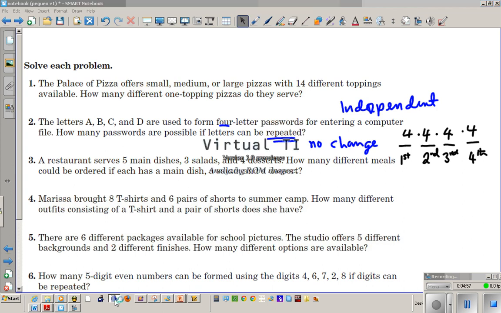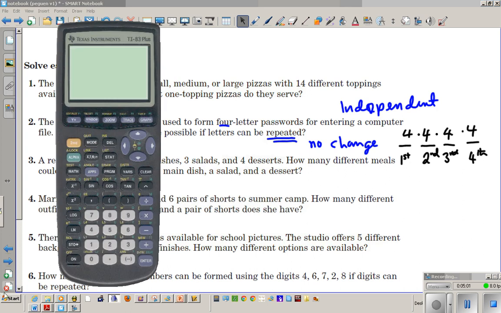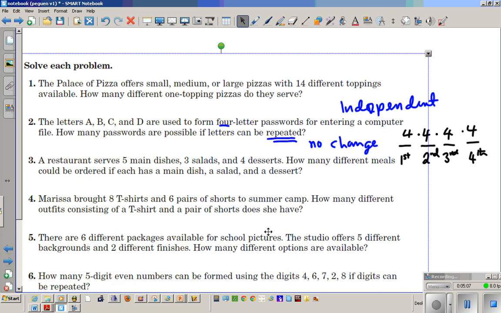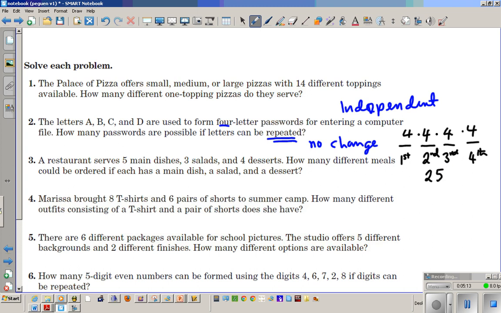Let me just verify to make sure. Basically 4 to the 4th power is the same as 4 times 4 times 4 times 4. 256 is my answer. So there are 256 possible passwords that can be created, which is not too much. Easy to crack. Alright, so 256. Okay, let's move on to number 3.